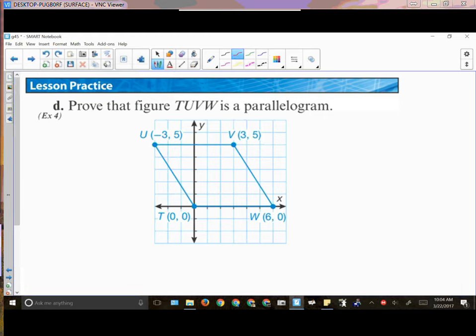So I'm sitting on a coordinate grid. What is the distance between U to V? 1, 2, 3, 4, 5, 6. So the distance up here is 6. Distance down here is 6. So does that imply then, or prove to us, that UT and VW are parallel? Okay. I use the coordinate plane to go through and do this. Okay. If these two values would have been different, then it would not have worked, right?